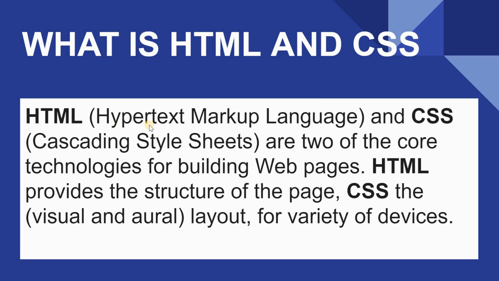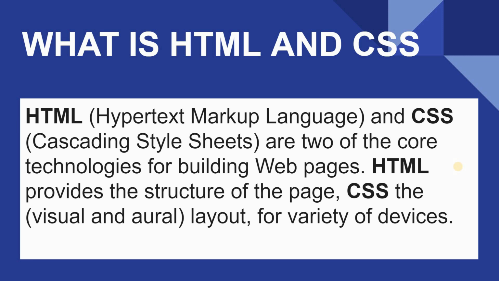HTML stands for Hypertext Markup Language, whereas CSS stands for Cascading Style Sheet. HTML and CSS are two of the core technologies with the help of which we can create or build our web page or web application. With the help of HTML we can create the structure part of the web page, and with the help of CSS we give the layout to that structure. It means we give the styling part of that web page or web application with the help of CSS.